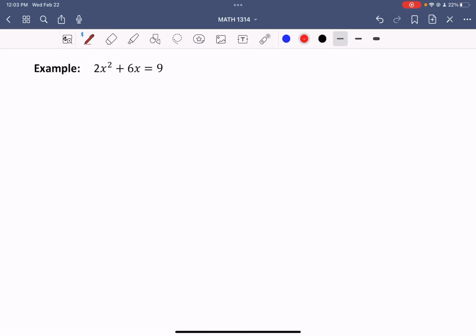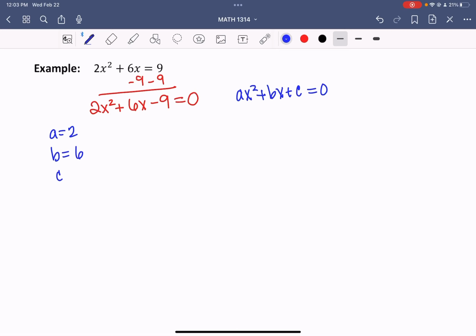First thing I need to do is get it into standard form. This is not equal to 0, so I'm going to have to subtract the 9 over. That gives me 2x squared plus 6x minus 9 equal to 0. I now have it in that standard form, ax squared plus bx plus c equal to 0. So I can correctly identify a to be 2, b to be 6, c to be negative 9. And like the previous two, the quadratic formula is negative b plus or minus the square root of b squared minus 4ac, all over 2a.